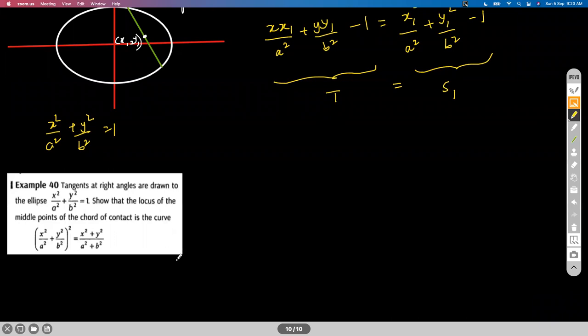Again, a locus question. The question says tangents at right angles are drawn to this ellipse. Show that the locus of the midpoints of the chord of contact is this curve. Beautiful question.